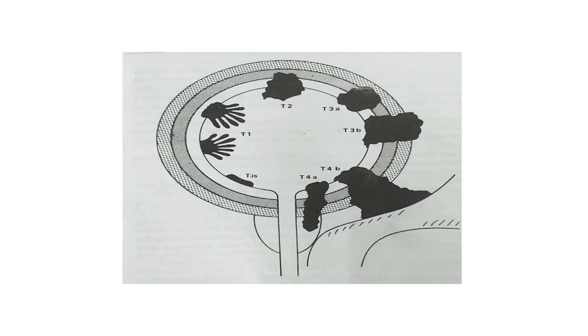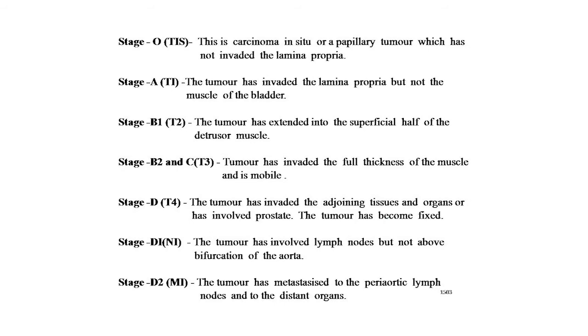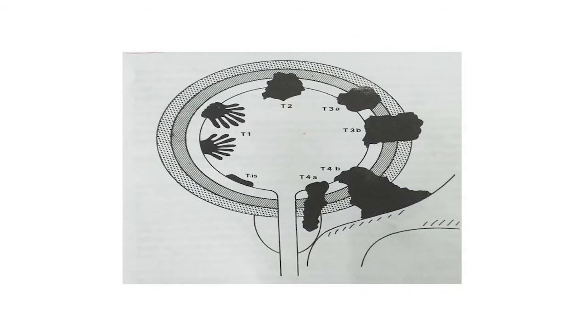Stage B2, T3: the tumor has invaded the full thickness of the muscle and is mobile. Stage D, that is T4: the tumor has invaded adjoining tissues and organs, has involved the prostate, and has become fixed. Stage D1, that is N1: the tumor has involved lymph nodes but not above the bifurcation of the aorta. Stage D2, that is M1: the tumor has metastasized to the periaortic lymph nodes and to distant organs.